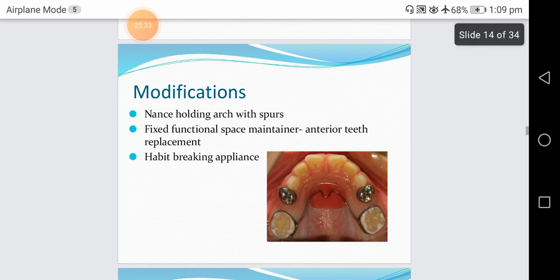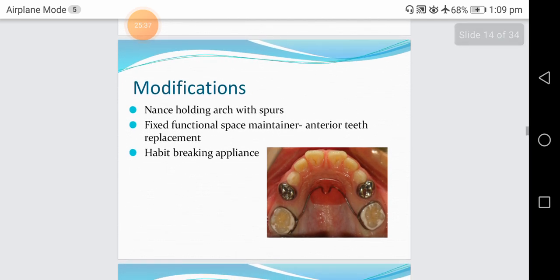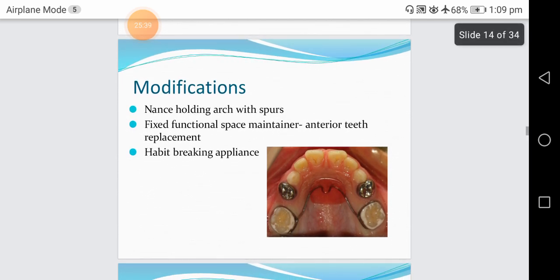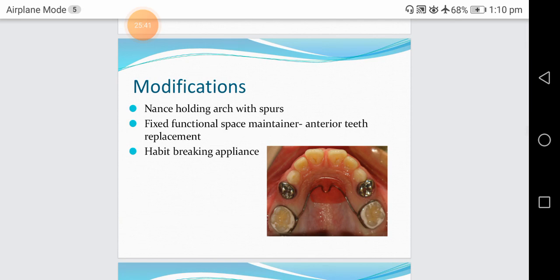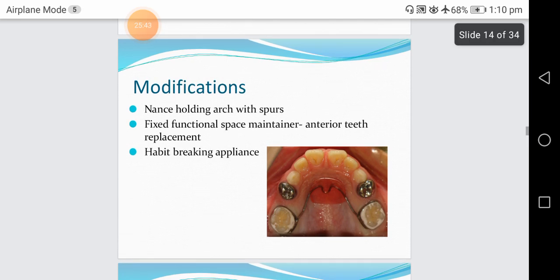Next is fixed functional space maintainer, that is anterior teeth replacement. Suppose anterior teeth are also missing, and if the parent is aesthetically concerned or if that space is affecting the speech of the child, then we have to replace the anterior teeth.